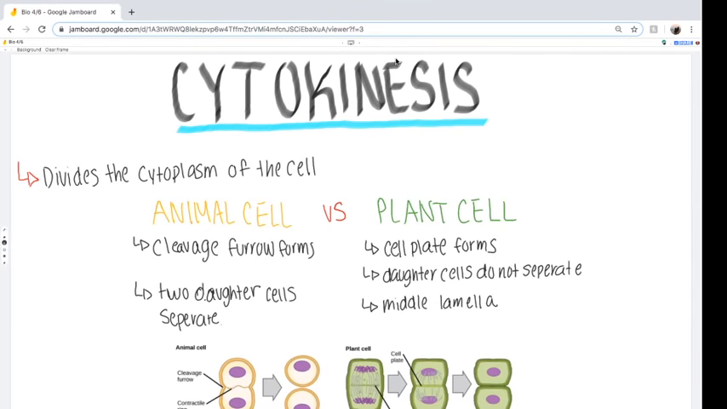And then finally we have cytokinesis. The definition of cytokinesis is that it divides the cytoplasm of the cell, basically completing the cell division. And it depends on whether it's an animal cell or a plant cell. In an animal cell, a cleavage furrow forms. In a plant cell, a cell plate forms. In an animal cell, the two daughters separate completely, as you see in the diagram here. But in the plant cell, the middle lamella holds the cells together like this, so it does not separate.